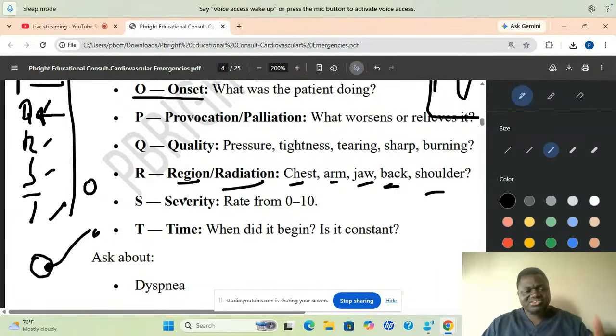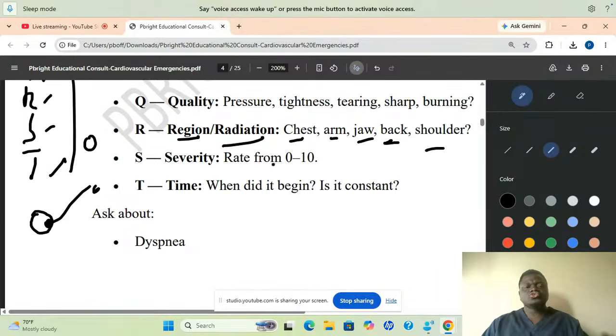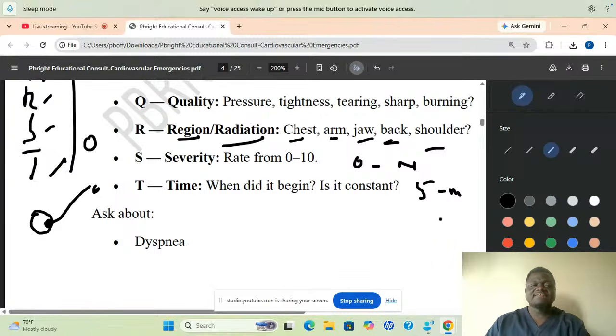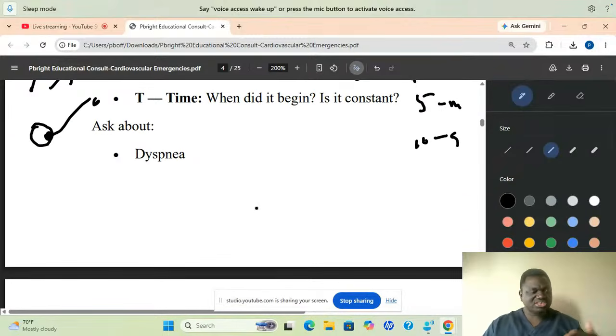Then the S is the severity, from 0 to 10, where 0 means no pain, 5 means moderate, and 10 means severe. So you do all these. Then the T is time: when did it begin? Is it constant or intermittent? Once you gather all these and you've assessed the pain, then you ask the patient, are you dyspneic?